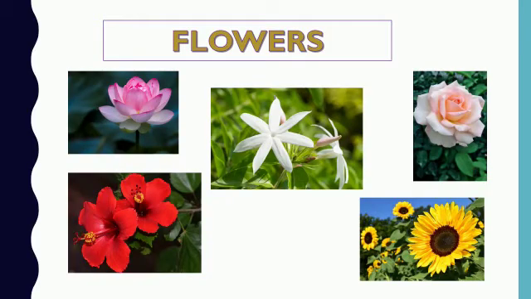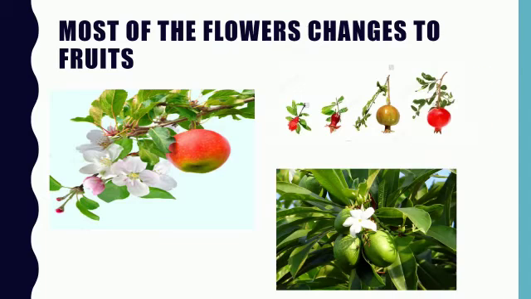The next most beautiful part of the plants are flowers. Isn't it, children? Flowers are of different shapes, sizes and colors. Most flowers give out a sweet smell like rose, jasmine, lavender. Fruits like apple, pomegranate, mango, guava grow from flowers.